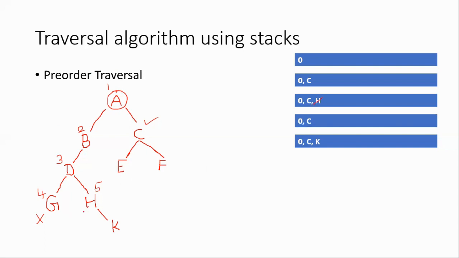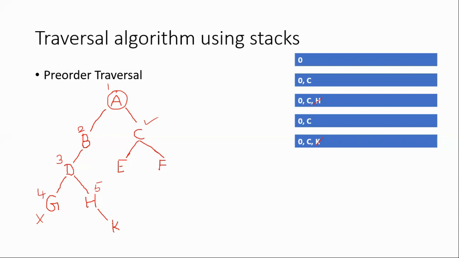So now the content of the stack will be C and K. Now what about the left child? There is no left child for this. So again, the operation will be stopped. Then we do the backtracking. In the backtracking process, we pop this K out. Now K will be processed.